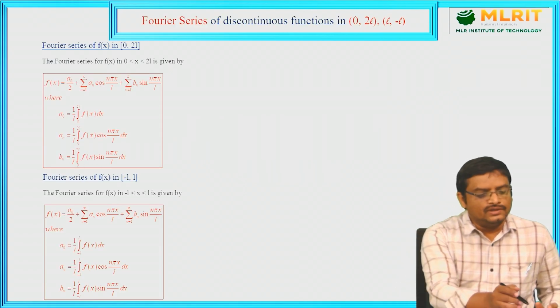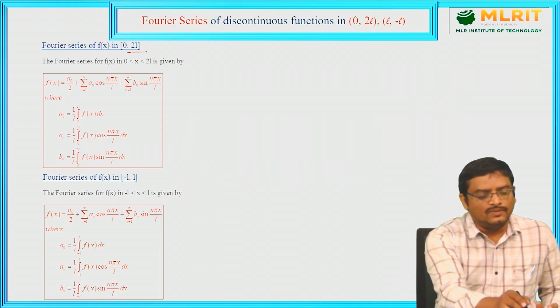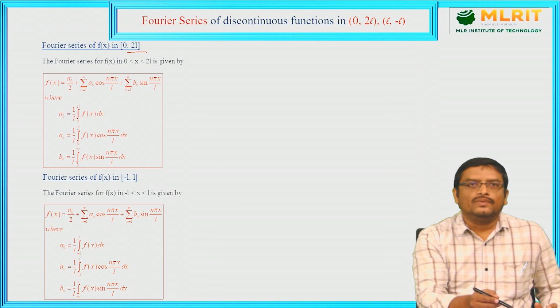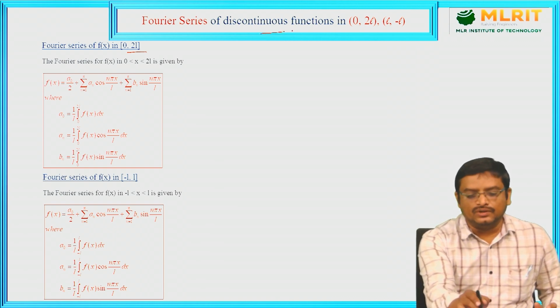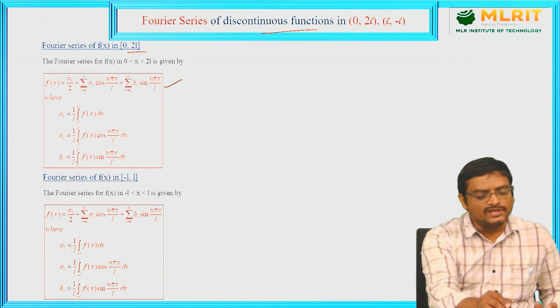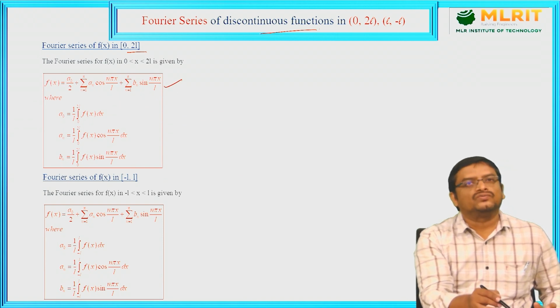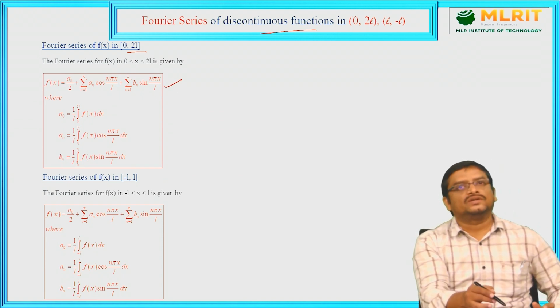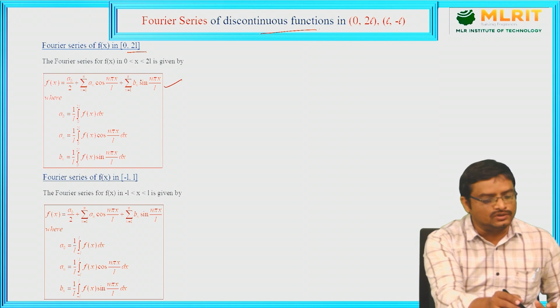In this video, we are going to find out how to find the Fourier series for discontinuous functions in the intervals 0, 2L and minus L, L. So the Fourier series of f of x in the interval 0, 2L. This is the arbitrary interval. In this, we will see how to find the Fourier series of f of x for the discontinuous function here. So use the same formula which we have discussed for finding the Fourier series of f of x, which is a continuous function in the interval 0, 2L.